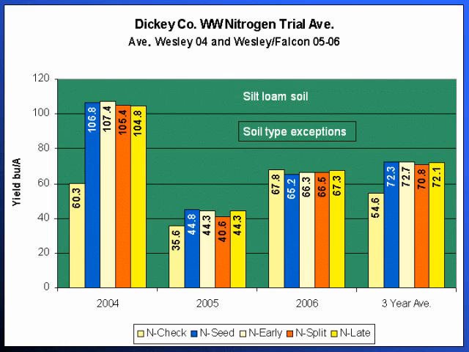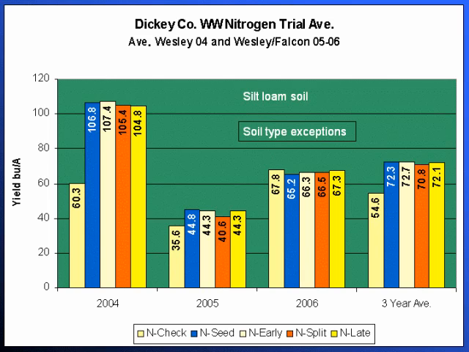We look at some data from 2004 to 2006 done in Dickey County, North Dakota, south central part of North Dakota, and we also did it in north central South Dakota at a site for the same 3 years, and the results were pretty similar with a little variance. But you'll notice if you look at the 3-year average on the far right, the check where no N was applied, the average is 54.6.